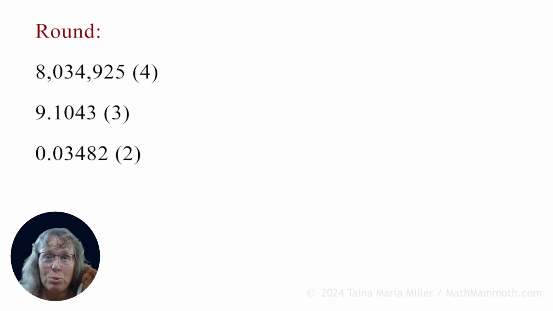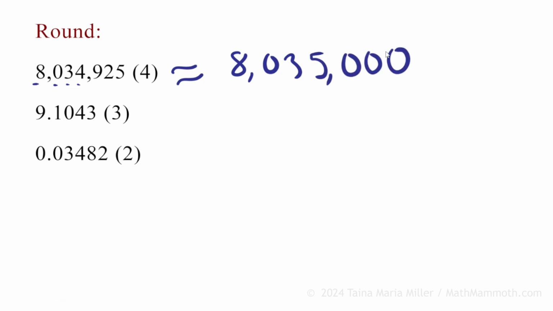Here our task is to round these numbers to the number of significant digits given in the parentheses. So 8 million something, but round it to 4 significant digits. So if we want 4, they will be these 4 that we will include. We will need to round it up because there's 9 here. So we will need to put here 5. Rounding to the nearest 1,000 is what we ended up doing.